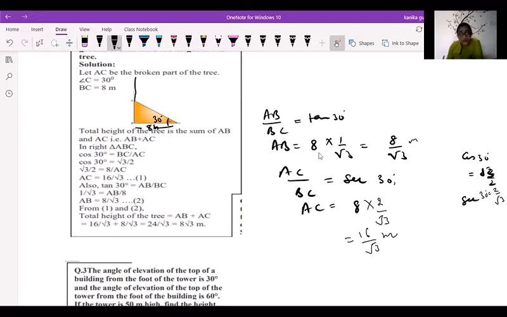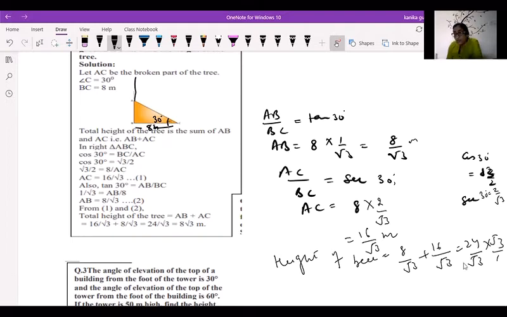Now you have to find the height of the tree. The height of the tree is equal to 8 over root 3 plus 16 over root 3, which is equal to 24 by root 3. The denominator is root 3, so you rationalize. You get 24 root 3 by 3. Three ones are 3, three eights are 24.